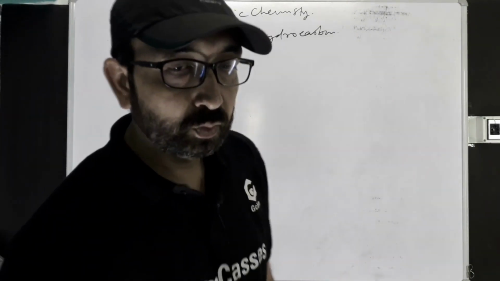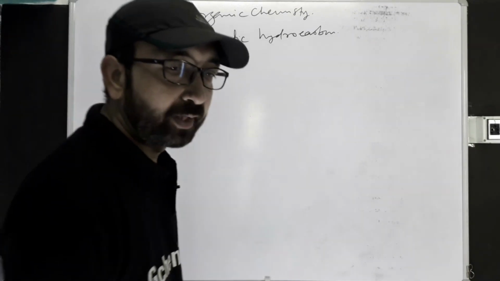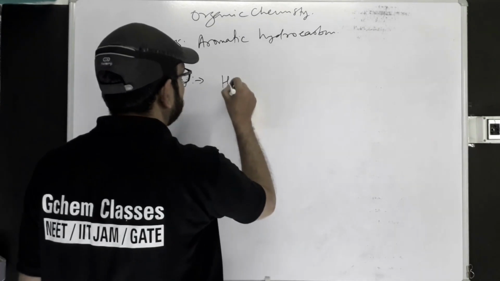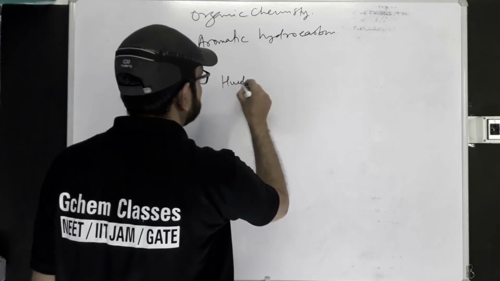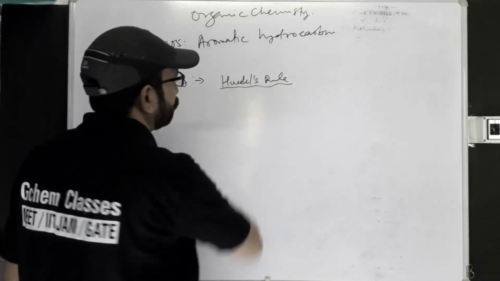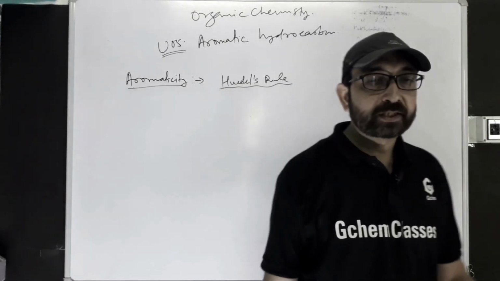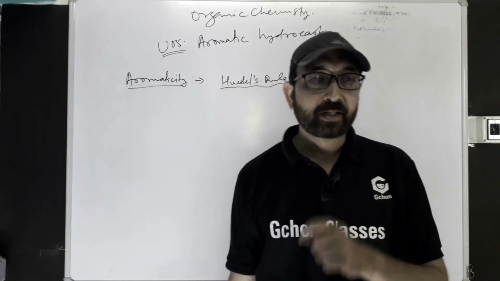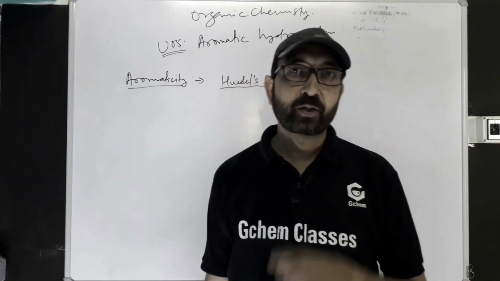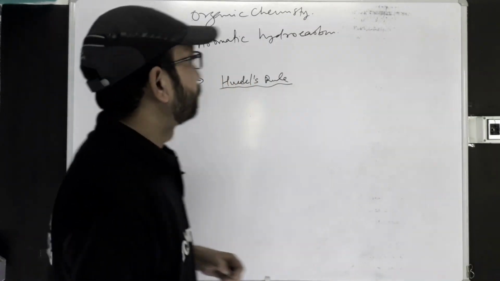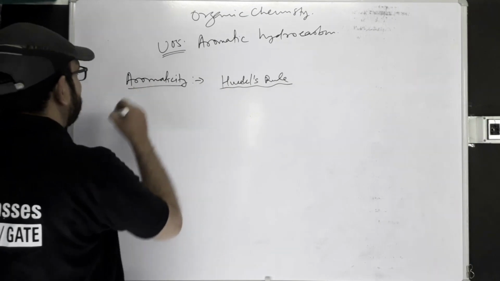So suppose we are defining aromaticity. Aromaticity means it should follow Huckel's rule. Finally, it should follow Huckel's rule, correct? So in this, it includes aromaticity, anti-aromaticity and non-aromaticity, right? Aromatic, anti-aromatic and non-aromatic. So one by one we will see it. First we'll see what is aromaticity.